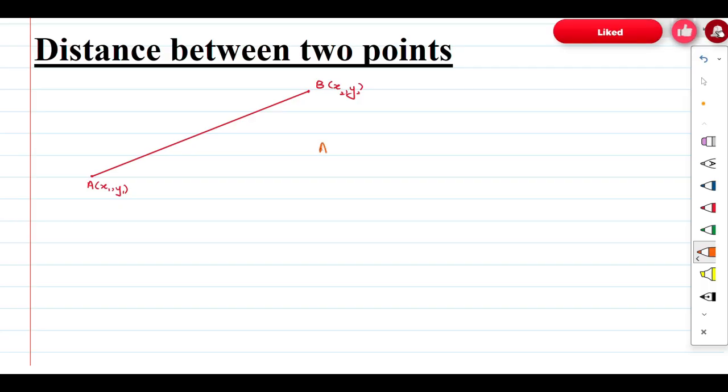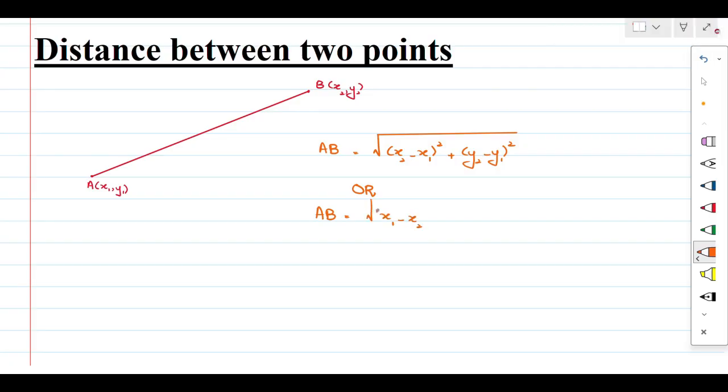So it has a formula. The distance between 2 points AB is equal to the square root of (x2 minus x1) whole square plus (y2 minus y1) whole square, and the square root. Or you can also use the other way around as well. We can say the distance between the 2 points is also equal to the square root of (x1 minus x2) whole square plus (y1 minus y2) whole square.